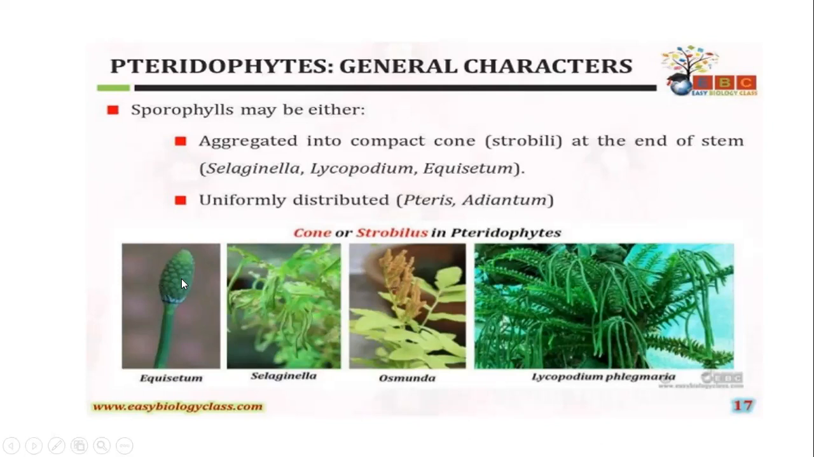So this formation of the cone or the strobilus can be observed in the pteridophyta structure.